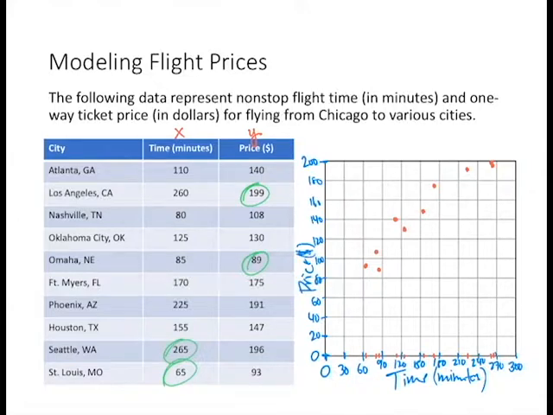And now that we've got these points plotted, what we can visualize is that there's a linear relationship between those points. We can imagine drawing a straight line that would go pretty close to all of these points. And so what we're looking for is the equation of that line.